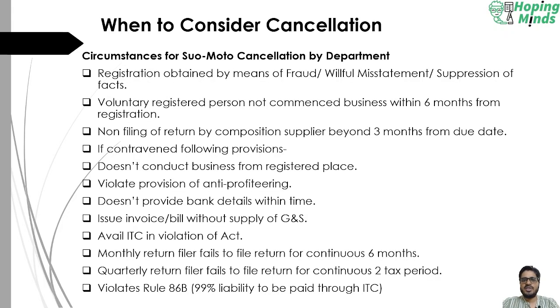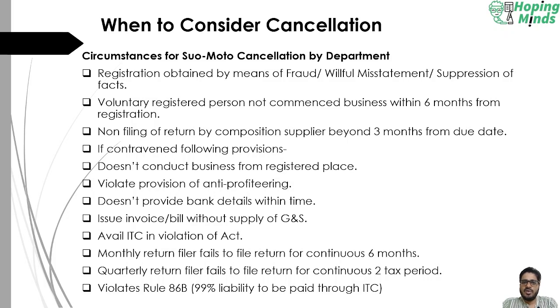Next are the circumstances for suo motu cancellation by the department, that is, the department can cancel the registration on its own. When the registration is obtained by means of fraud, willful misstatement or suppression of facts. For example, if an SSE has obtained the registration by furnishing false documents or false information in the registration form. Next, a voluntarily registered person does not commence business within 6 months from registration.